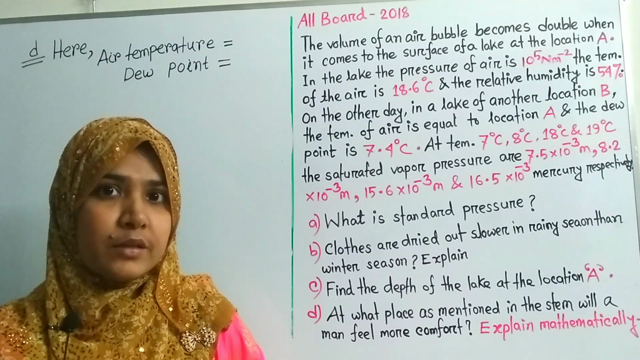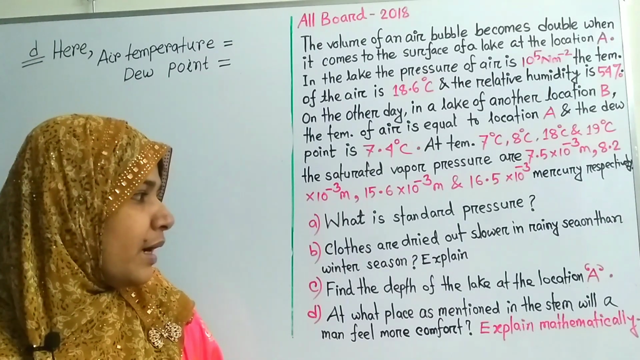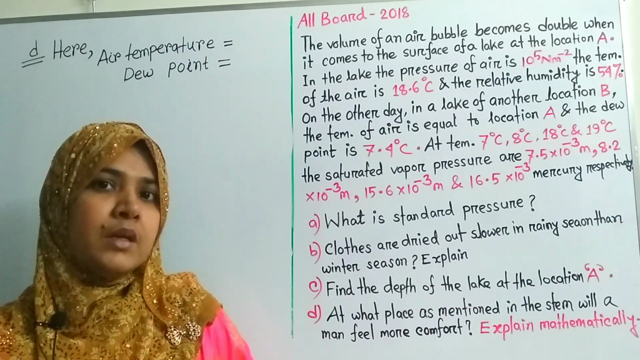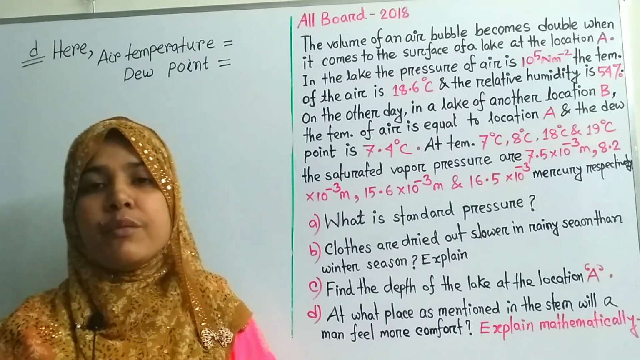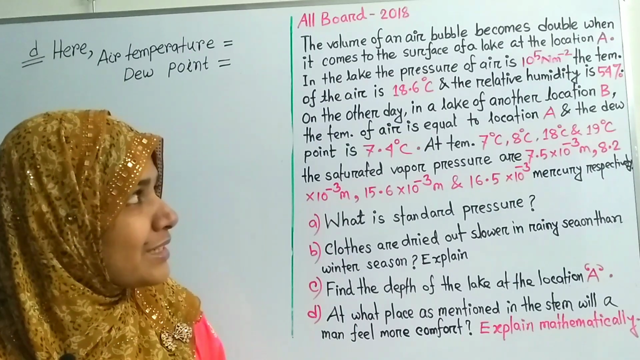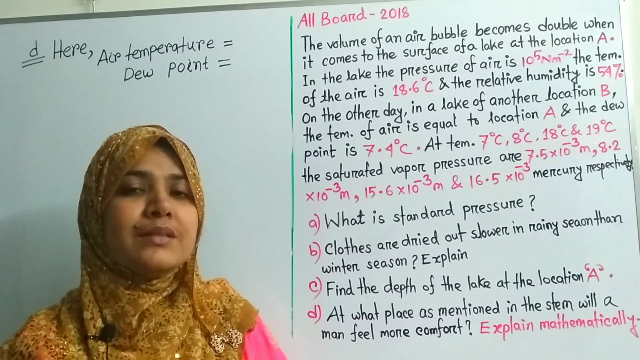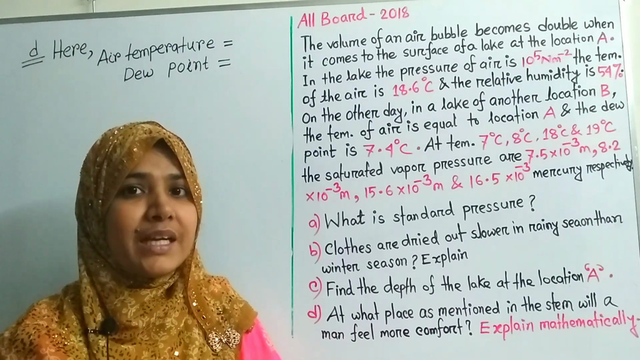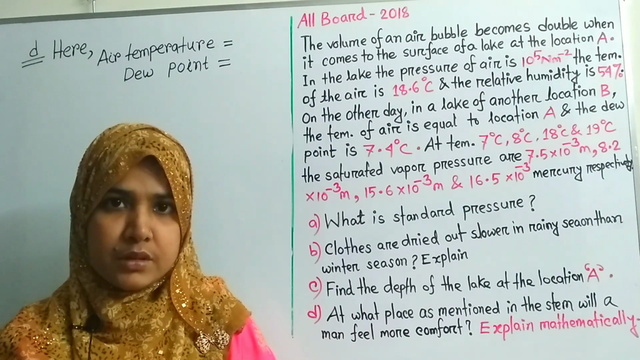Question D: at what place, as mentioned in the stem, will a man feel more comfortable? To explain it, we need to know the relative humidity of both locations. They gave the relative humidity of location A, which is 54%, so we have to calculate the relative humidity of location B. Then we can compare where the person will feel more comfortable.